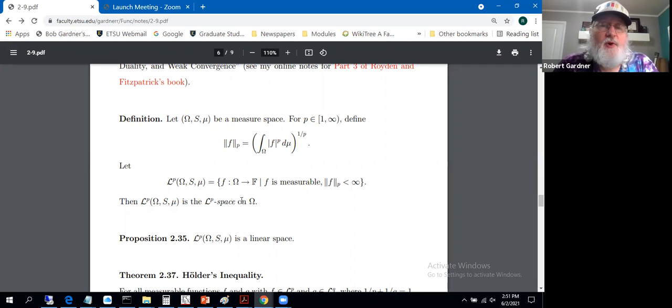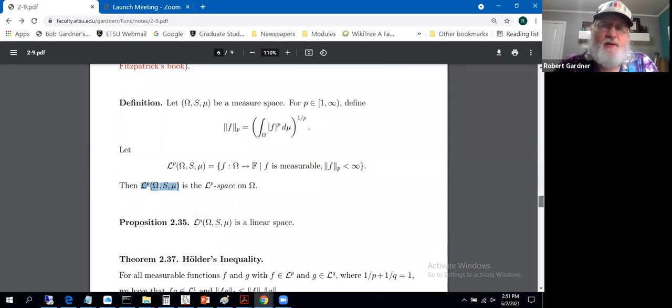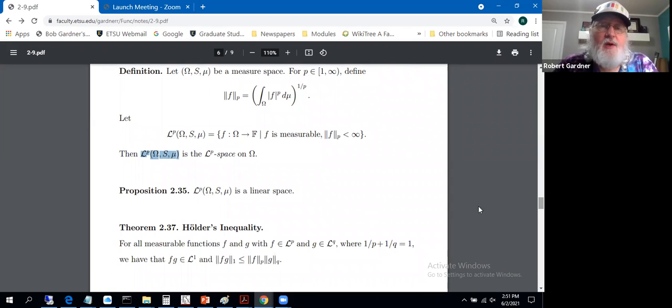So for now, this is simply a set of functions mapping Omega into the scalar field for which this integral is finite. Integrals can be finite or infinite. Throw out those functions that produce an integral of this sort which is infinite. Keep those that produce a finite value for the integral. Loads of details omitted here. This kind of thing you'd cover in real analysis 2 probably.